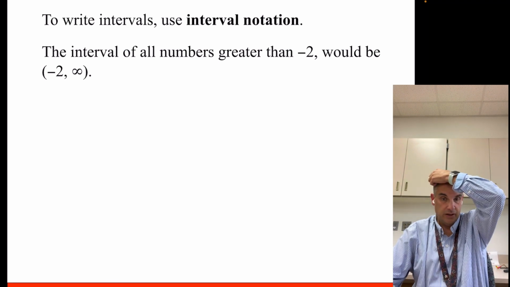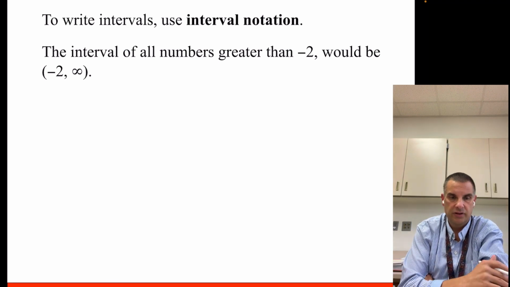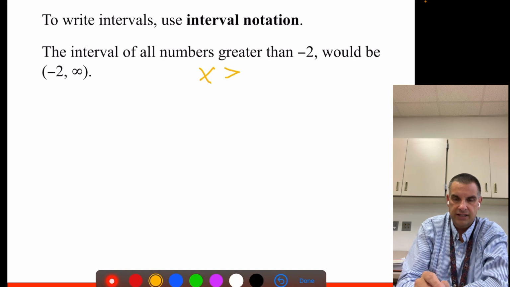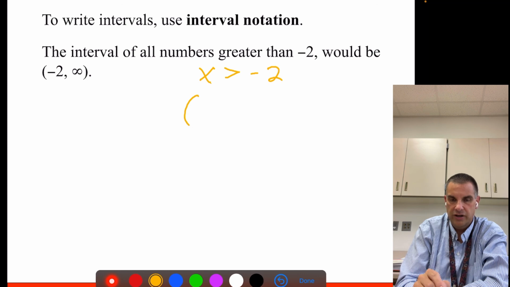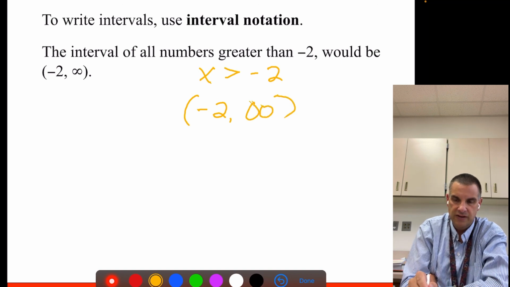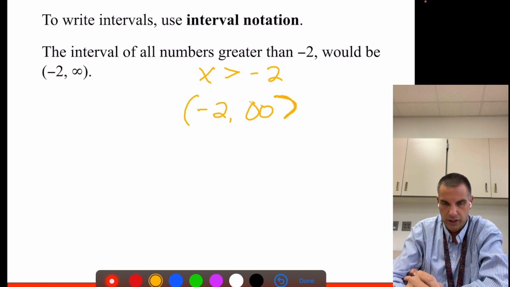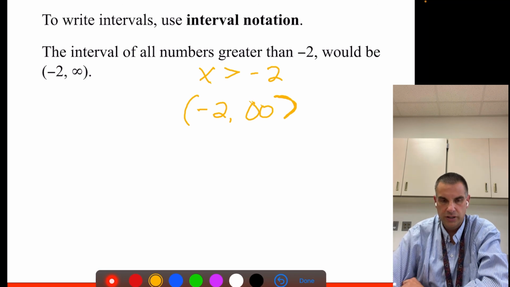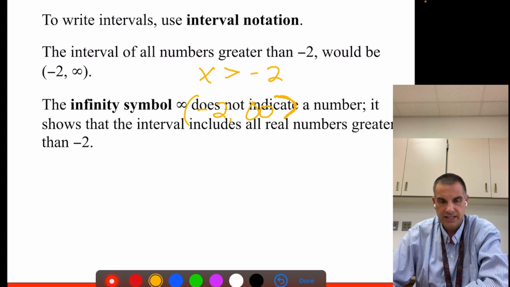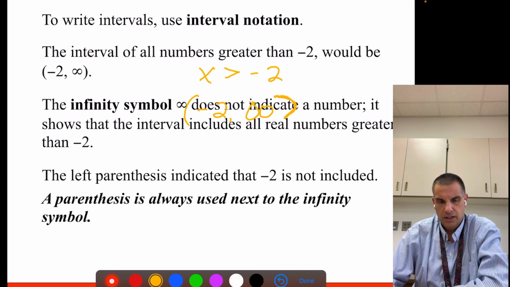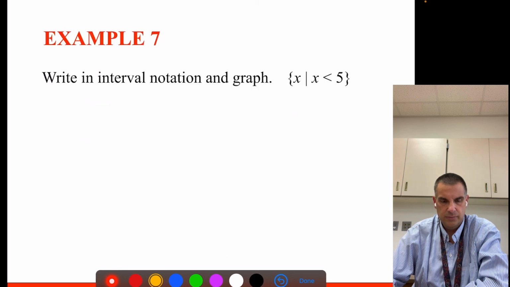So we can put this in what we call interval notation as well. This is an example of interval notation for x is greater than -2. We want all numbers that are greater than -2, so we're going to use a parenthesis because it's greater than. Our smallest number is -2. Our biggest number is going to be this infinity. And because it's just greater than, we're going to use parentheses. And infinity is always going to use parentheses. So that's interval notation. And that's the infinity symbol. You've seen it before. Parentheses are always used with the infinity symbol.